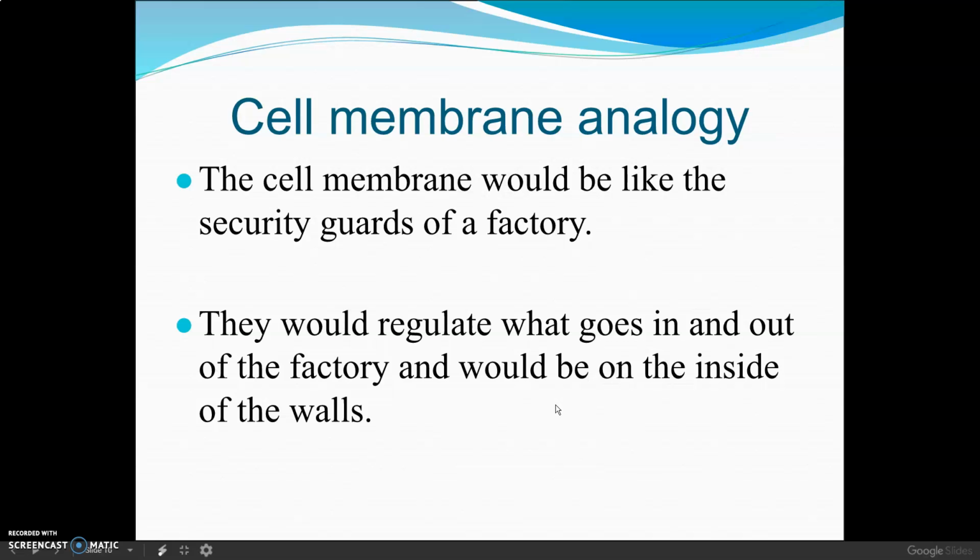Cell membrane analogy. The cell membrane will be like the security guard of a factory. They will regulate what goes in and out of the factory and will be on the inside of the walls.